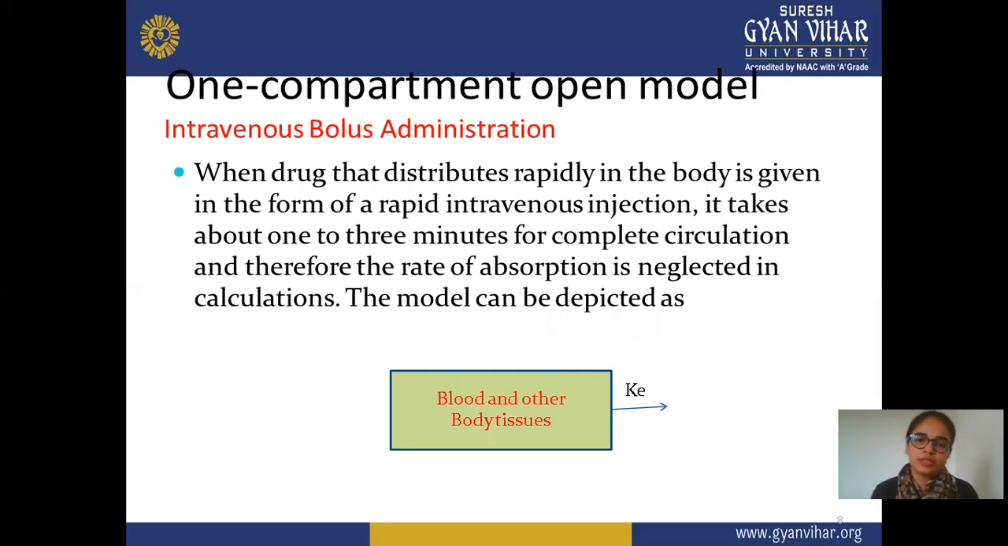The model can be represented like this. Blood and other body tissue means your drug is present in your blood as well as any other body tissue, and then it is eliminated out. This one is the rate of output, where the elimination takes place.